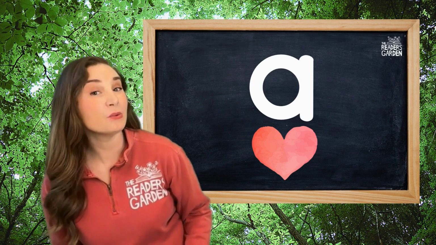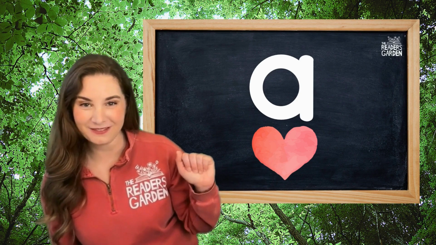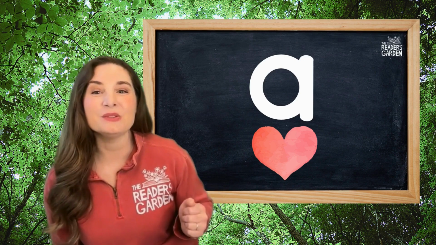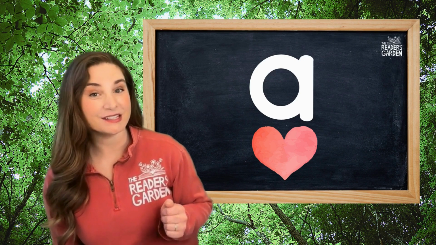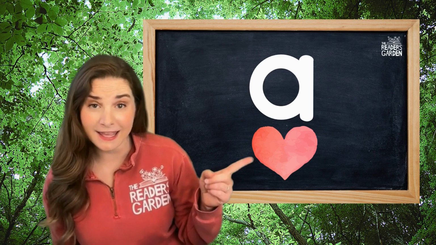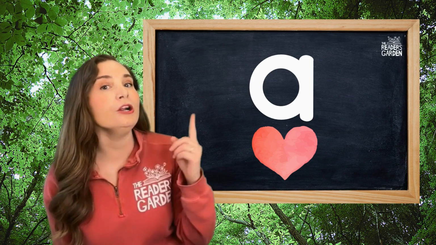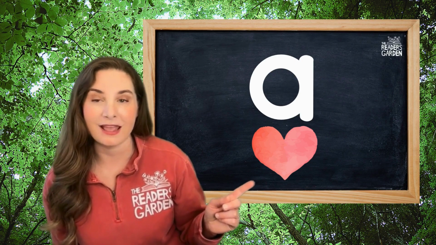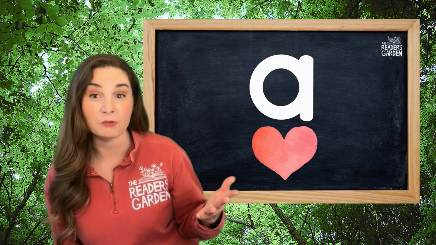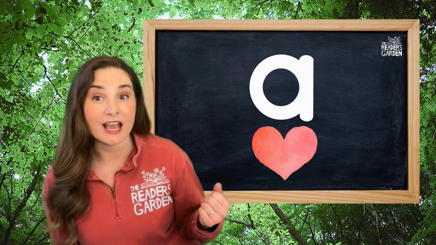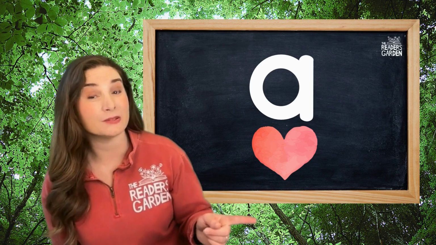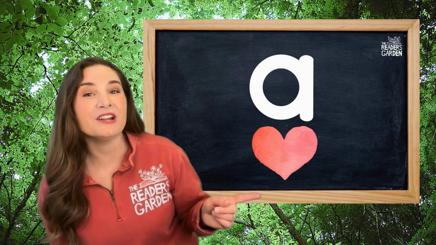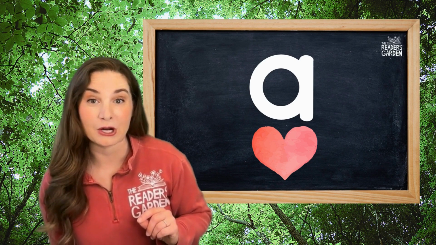We're going to learn the word a. Say it with me. A. Let's use the word a in a sentence. For example, I see a cat. Now, the word a can also be pronounced as uh. And if we were using it in that way, we would say, I see a cat. And that's also correct.